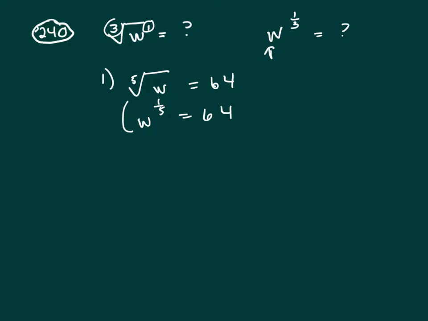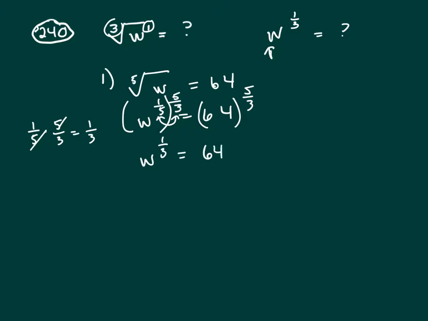So what can I raise each side to where instead of having a 1 over 5, I have a 1 over 3? Well, the numerator needs to be a 5 because you want those 5s to cancel, and I need a 3. When you have a power to a power, you multiply. So look, 1/5 times 5 over 3, you see how those cancel, and you're left with 1/3. So W to the 1/3 is 64 to the 5/3. So clue 1 works.